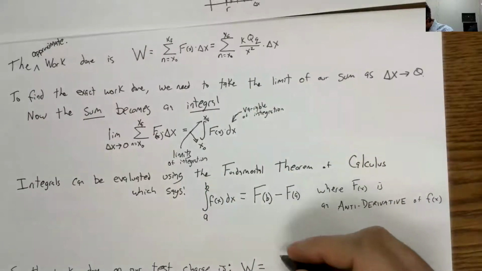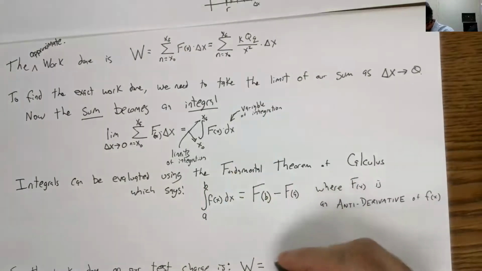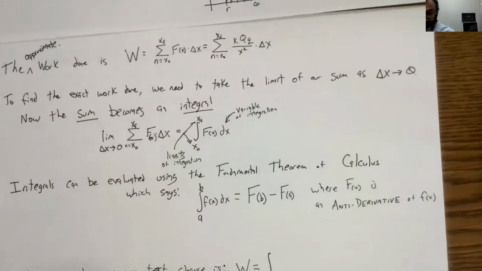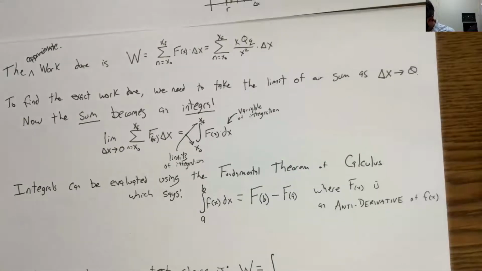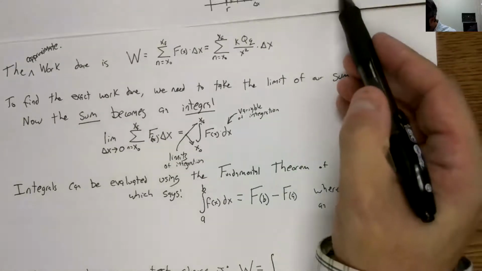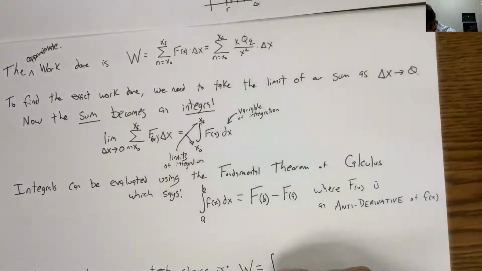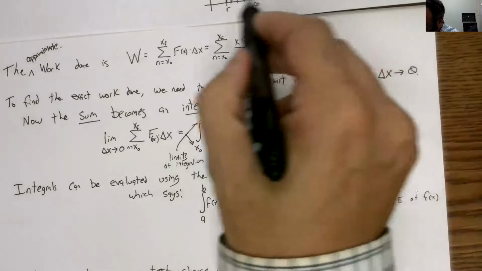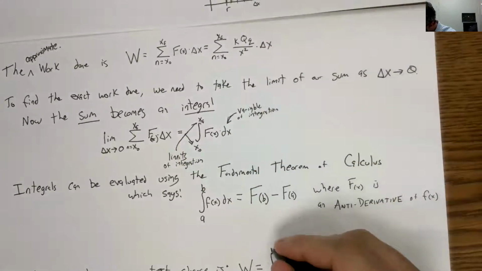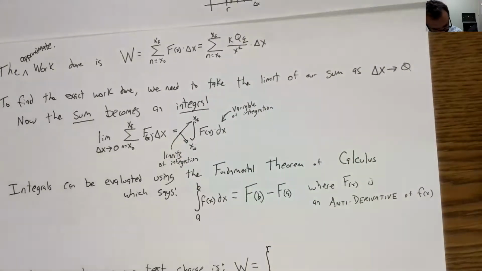So rather than the sum going from x naught to x final, let's specifically look, just like Harris just asked, we're starting at infinity here. So that's going to be my lower limit of integration. And we're coming in to x equals r. So that's my upper limit of integration.